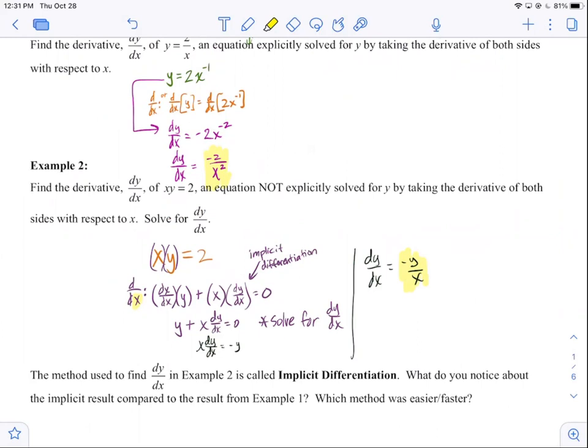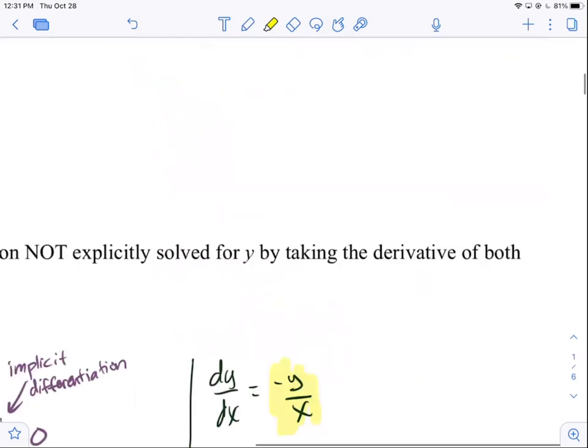Maybe there's still hope, right? Because what do you notice about our implicit derivative? It has what in it? It has a y in it. Now, most of the time, when you take the derivative implicitly, you're going to have y's in your derivative. And it's because you probably couldn't solve for y explicitly in the beginning. Now, let's see why implicit differentiation is needed.